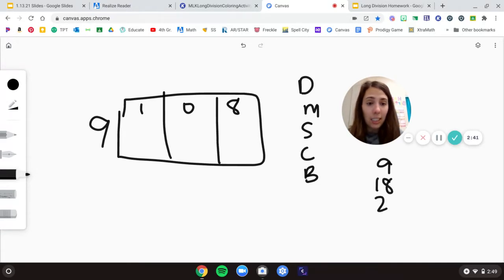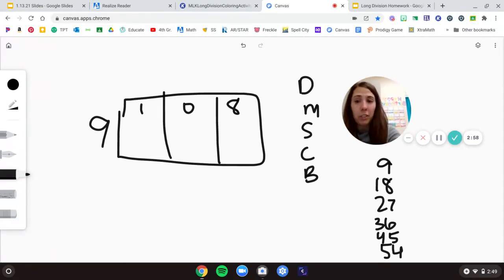9, 18, 27, 36, 45, and 54. The first 5 or 6 is usually good. Now I start with the first box. 1 divided by 9. Well, can't do that, so I say 0.